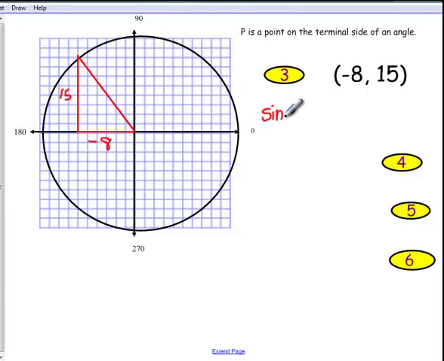Okay, so if I want to find now the sine, the cosine, and the tangent that this point creates on a unit circle, this angle right here, I'm going to have to figure out my hypotenuse. And that's right, it's Pythagorean's theorem. Hopefully you remember that 8, 15, 17 is a Pythagorean triple. So the sine of this angle is opposite over hypotenuse. The cosine of this angle is adjacent over hypotenuse. And the tangent of this angle is opposite over adjacent.